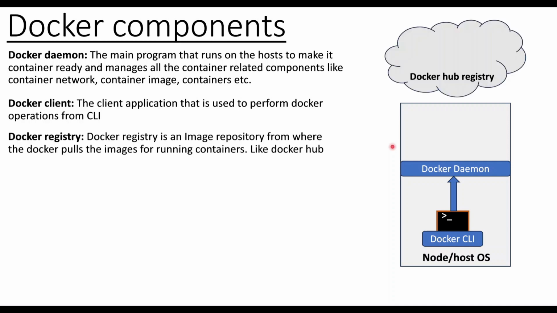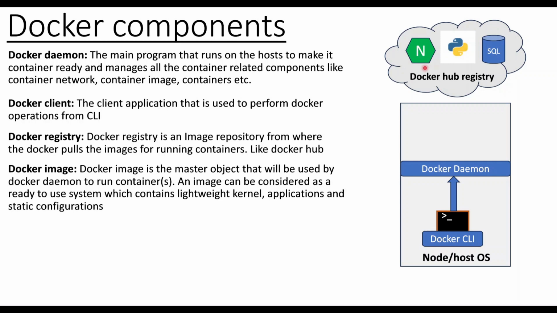And the next component is Docker registry. Docker registry is an image repository from where the Docker daemon is going to pull the images to run the containers, like Docker Hub. There are many other registries also, but here we are going to use Docker Hub registry because that is provided by the Docker community itself. The advantage of having Docker Hub registry is whatever images that we are going to build, we can store these images in the Docker registry so that we can share those images with multiple other environments or operators without repeating the process of creating Docker images again and again.